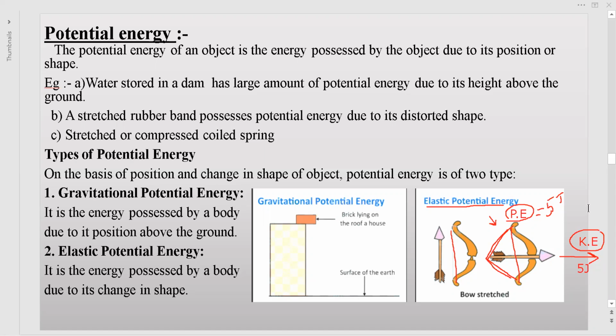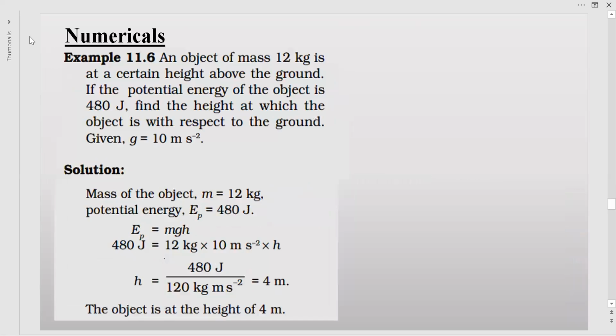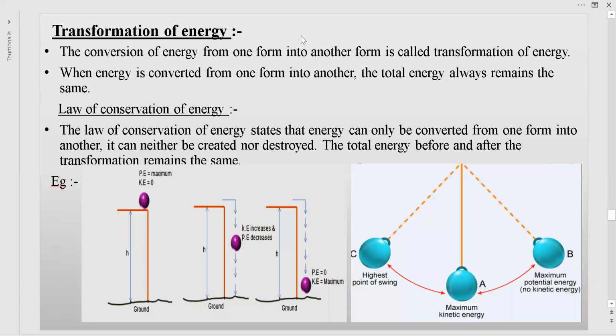Either it is in the form of kinetic energy or potential energy or any other form, the total energy will remain constant. Understood? This is the meaning of that statement. We will see 2 more examples, but before that, first let us read this one. That is the law of conservation of energy. You need to learn this definition, this statement, this law.